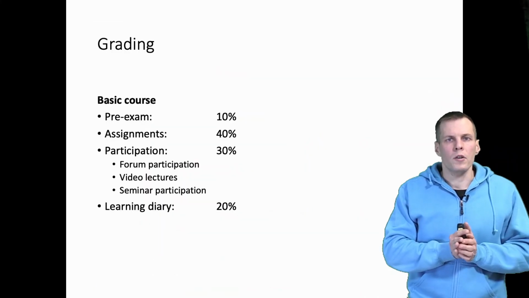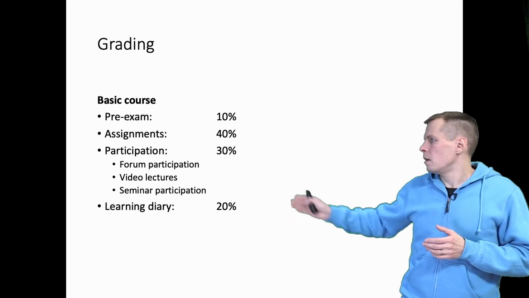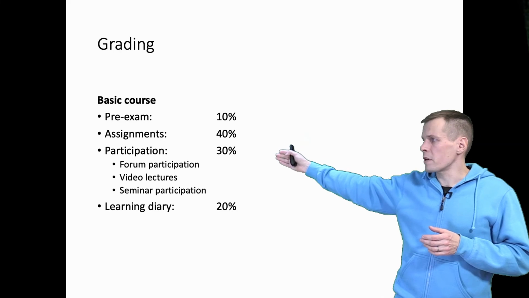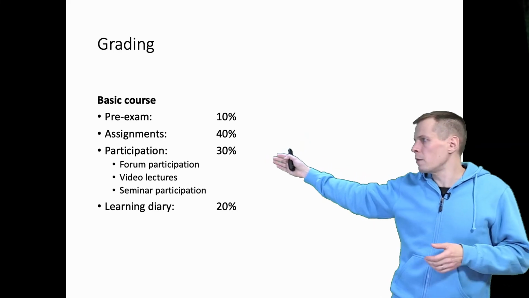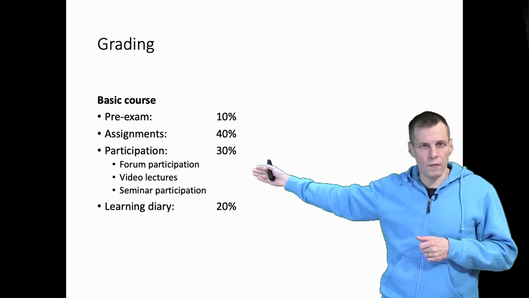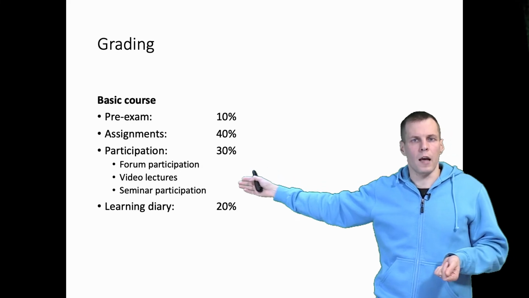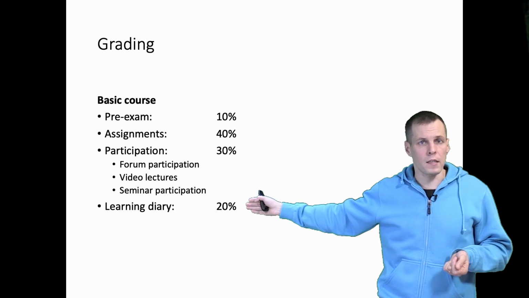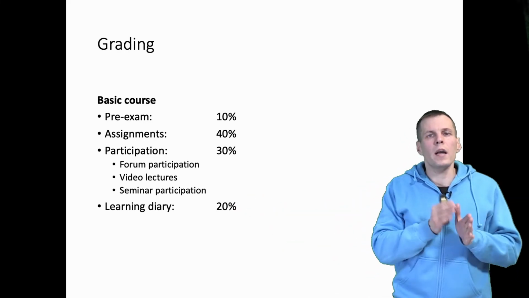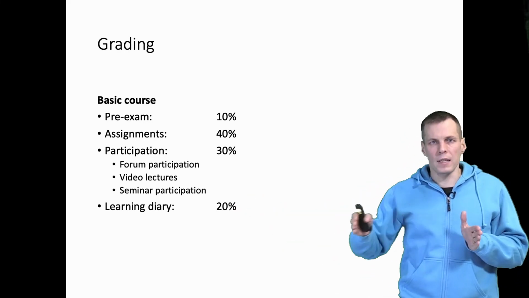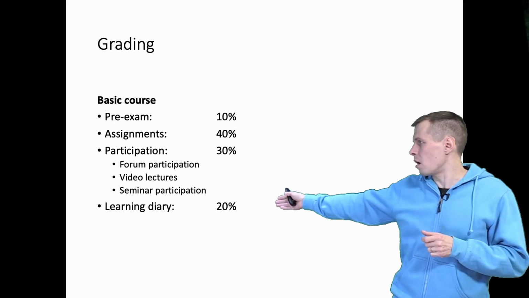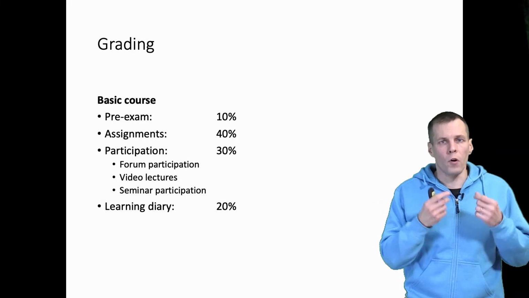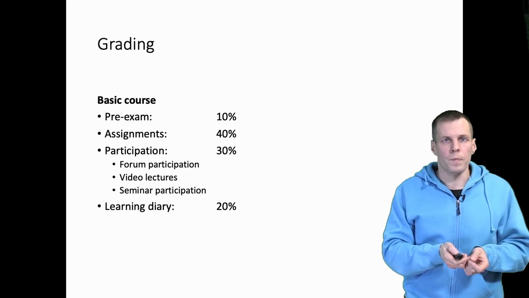Grading. What does the grade consist of? Pre-exam is going to be 10%, assignments 40%, participation 30%. You get the participation grade by posting to the forum, watching the video lectures and doing the tasks, and being active participants in the seminars. The learning diary is 20%. So your grade is going to be 80% determined even before the course ends. This is continuous grading, and you can follow your own progress and how you're doing.